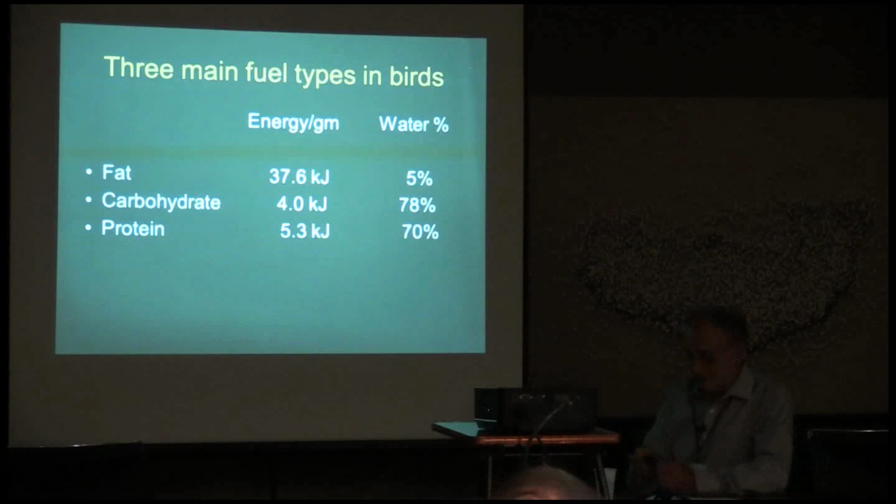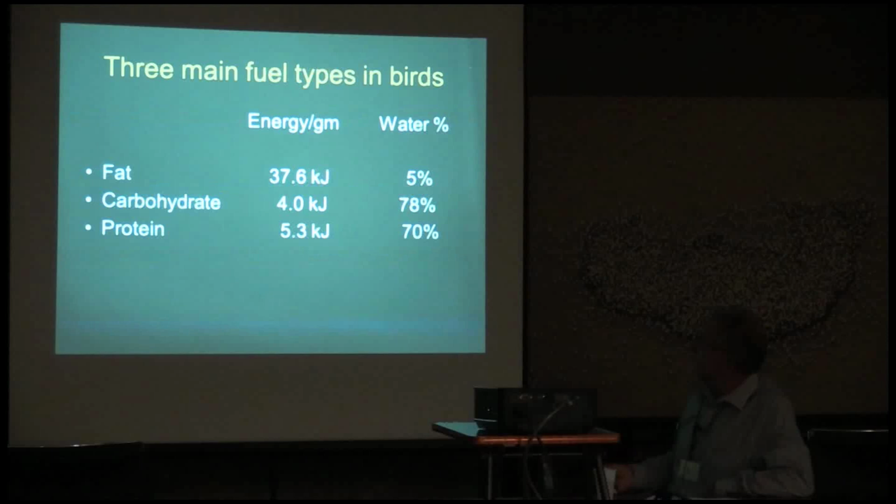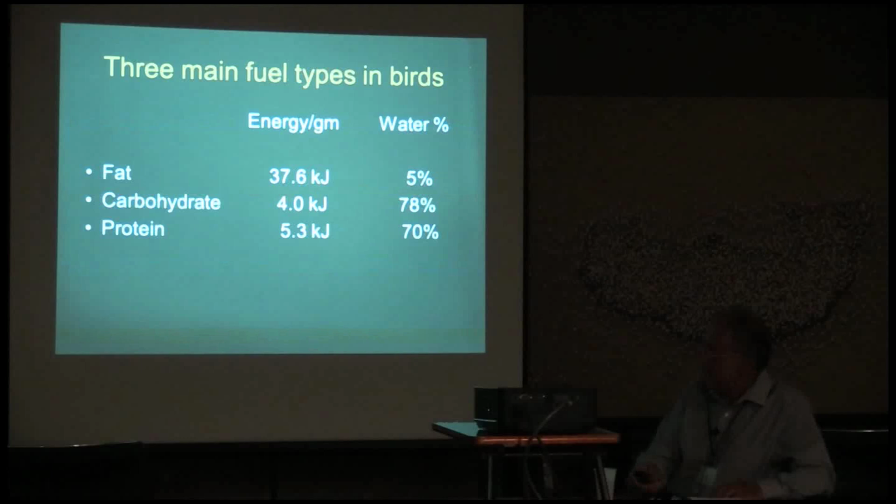And one reason is, of course, that fat can be stored with very little water. The figures are given here. Only 5% water is stored in fat, whereas carbohydrate, that's mostly glycogen in birds, and protein, that's muscle protein, are 70 or 80% water, which is partly why those tissues are much less efficient for energy.